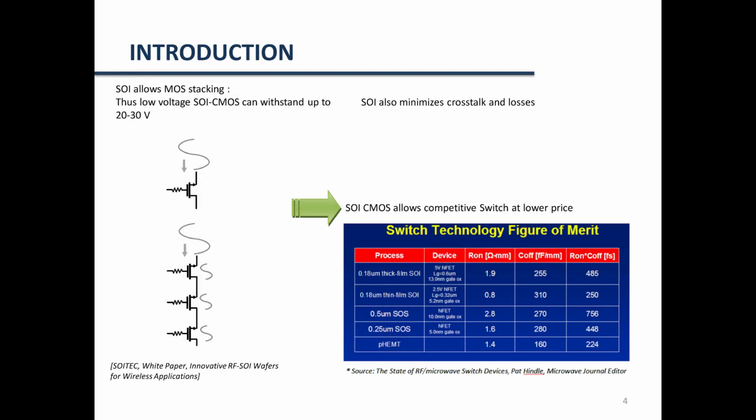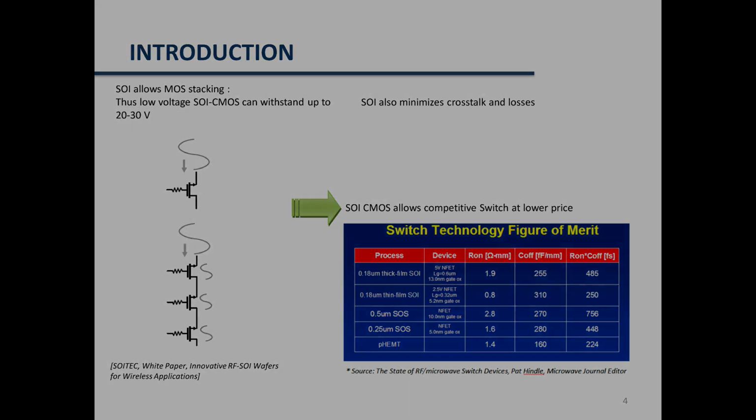With SOI, it is possible to stack the low voltage MOS in order to withstand larger voltage, typically up to 20 or 30 volts if you stack about 10 devices. So this is a nice way to realize a switch. Also, SOI allows minimizing the crosstalk and the losses. So in the end, if you look at this table with the figures of merit for RF switches for various technologies, you will see that SOI CMOS is a competitive technology to realize RF switches at a lower price.